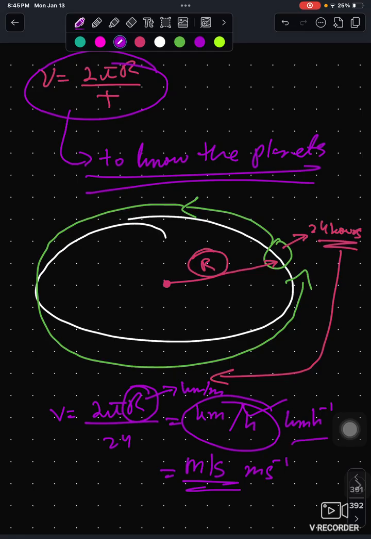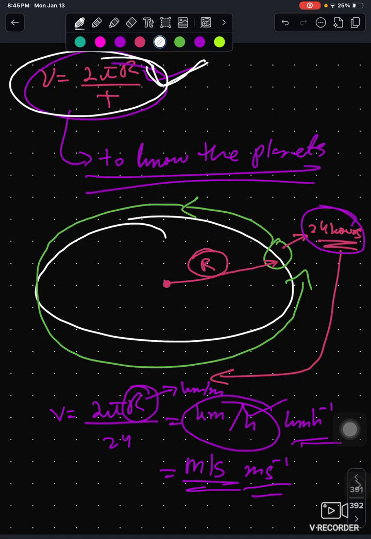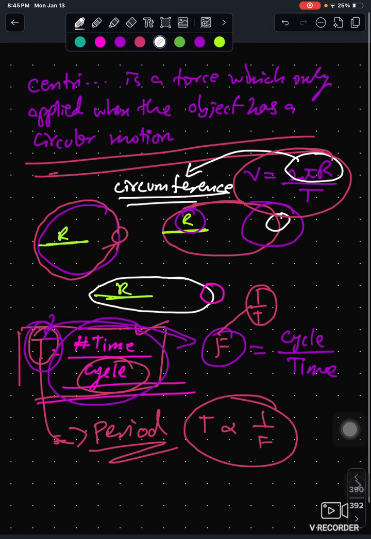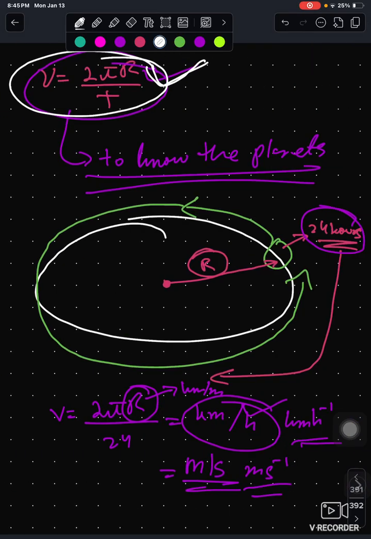These are the same. It's just the difference of units, the way we add units is different. So over here, this equation is mostly for astrophysics. We use V equals 2 pi r over t. Now the centrifugal force.